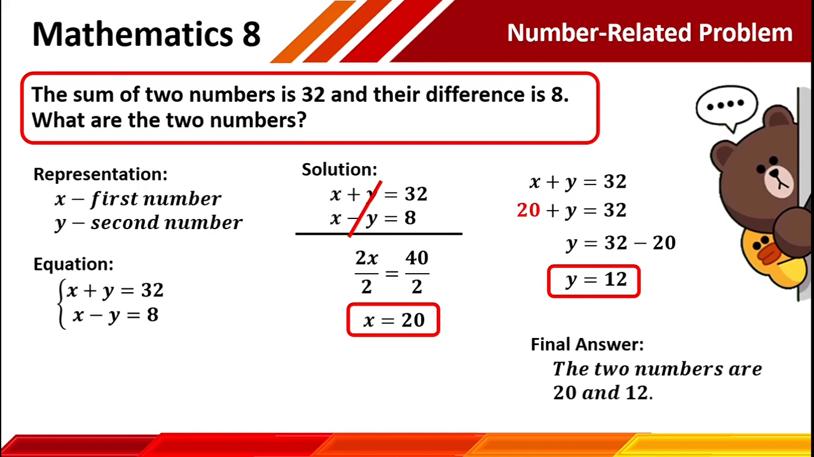To check your answer, just go back to your equations or just go back to the problem and then analyze it. Okay, as you can see now, the sum of two numbers is 32. When we add 20 and 12, the sum is 32. And then when we get the difference of 20 and 12, the difference is 8. Therefore, our answers are true and correct.